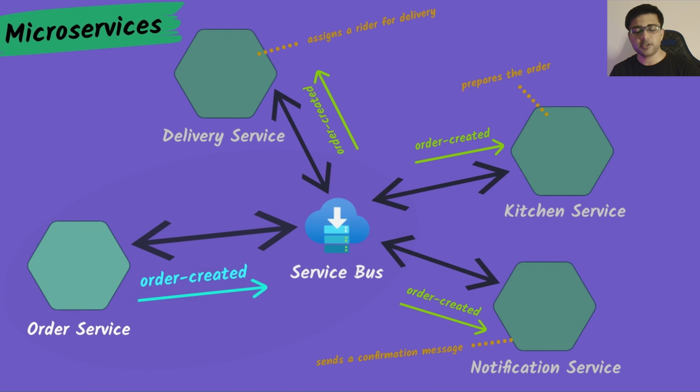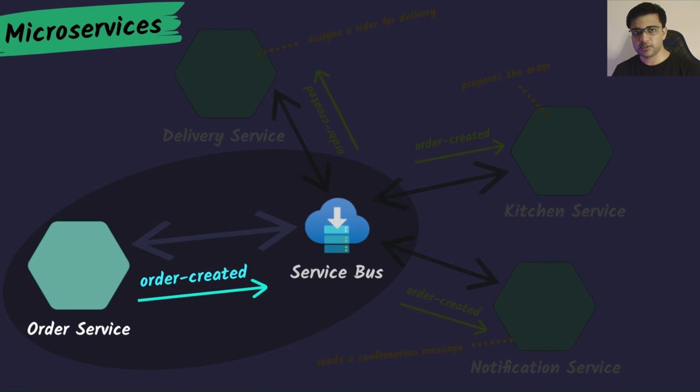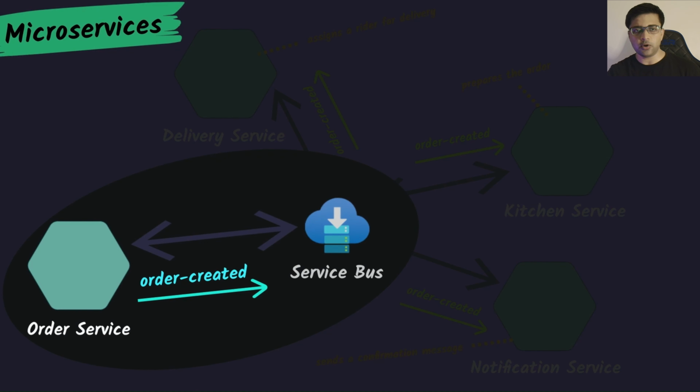Now, think from the perspective of the order service. All it says is order created. What happens after that is none of its concern. Everything that follows is abstracted away. That's another example of abstraction. And once again, it shows how abstraction reduces complexity at every level and every layer of software development.